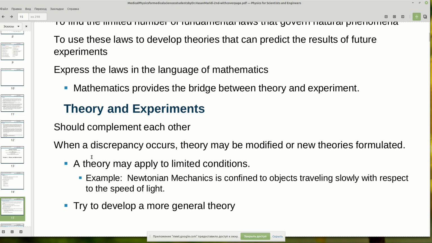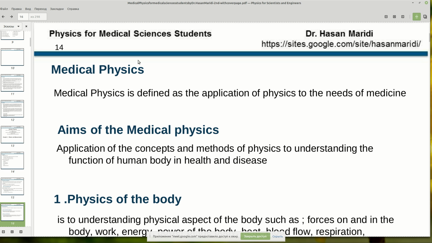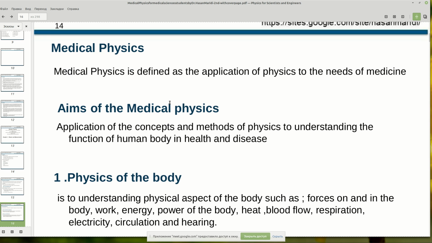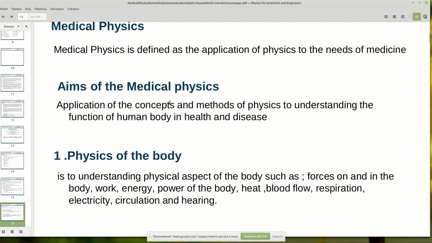A theory may apply only to limited conditions. For example, Newtonian mechanics is confined to objects traveling slowly with respect to the speed of light. And we try to develop a more general theory this way. Also, medical physics is defined as the application of physics to the needs of medicine. It's our subject: biophysics, medical physics for medical students.